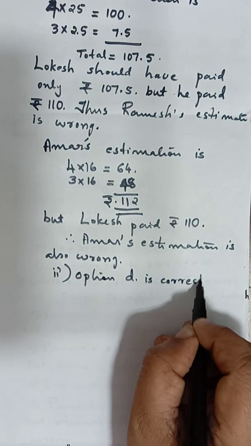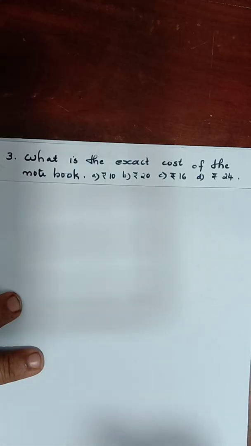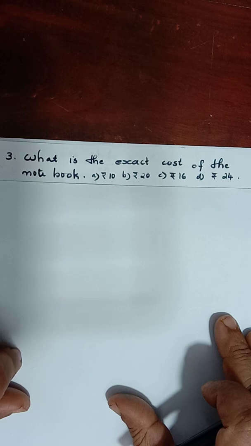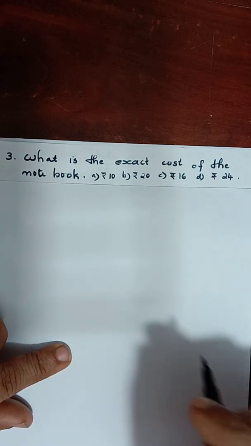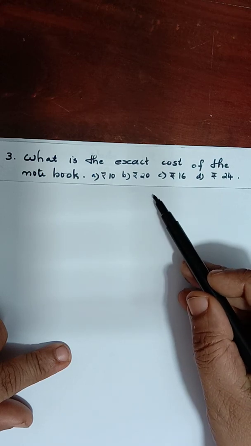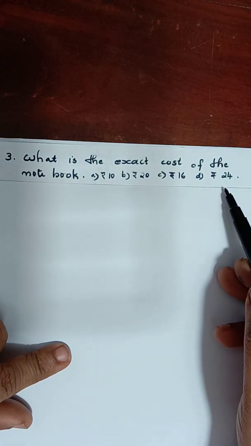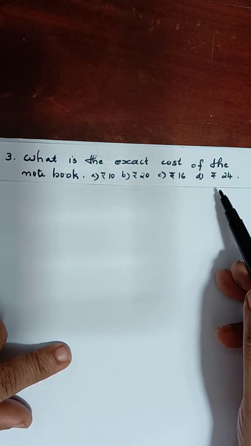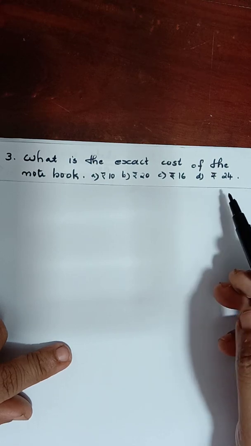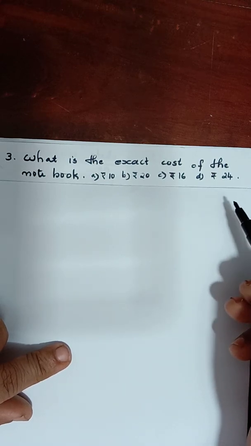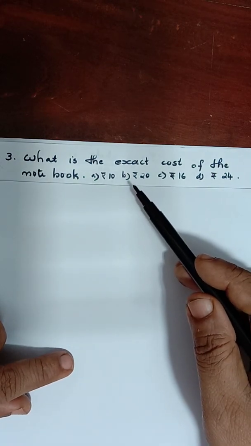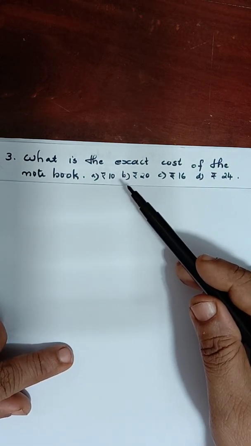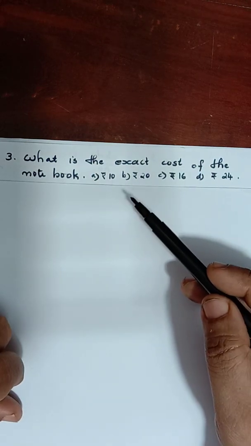Option D is correct. Let us see question number 3 under that. What is the exact cost of the notebook? Options are given: rupees 10, rupees 20, rupees 16 and rupees 24. So from two conditions we are going to frame the equation and solve it. The cost of the notebook is what we have to find out. Let the cost of the notebook be X and the cost of a pen be Y.